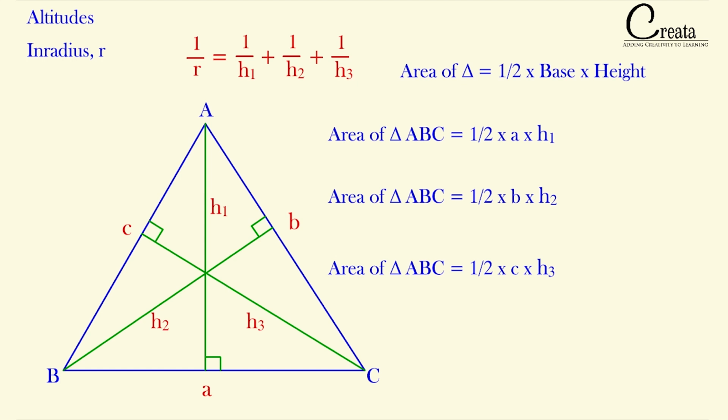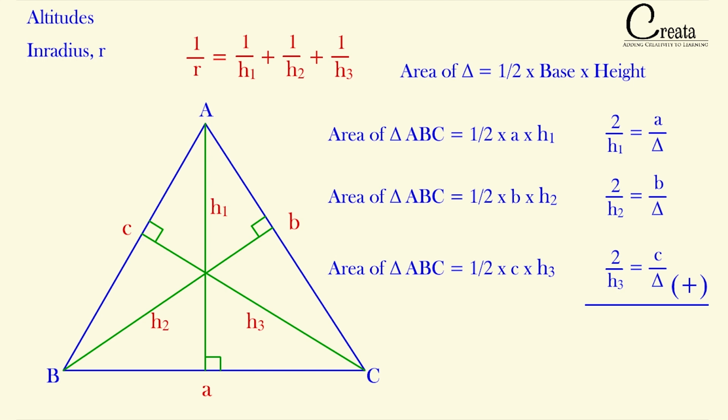Can we rewrite these equations as 2 upon h1 is equal to A by delta, 2 by h2 is equal to B by delta and 2 by h3 is equal to C by delta? Here delta is the area of the triangle. Let's add all these three equations. We got 2 times (1 by h1 plus 1 by h2 plus 1 by h3) is equal to (A plus B plus C) upon delta.